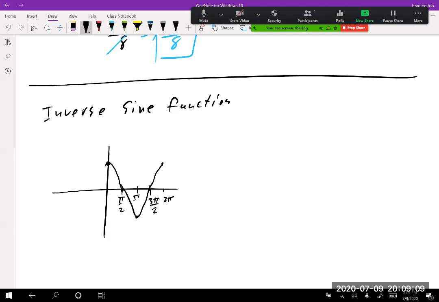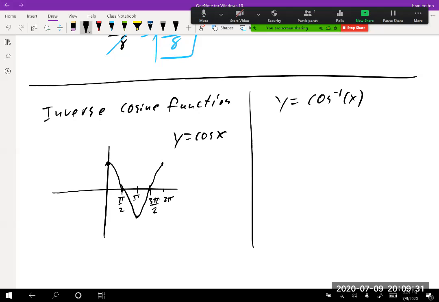Now once again, it fails the horizontal line test. So what we do is we erase that, and this is for y, oops, I did sine again. I mean cosine. Please fix this. Okay? So this is y equals cosine of x, and we're going to use this to find y equals cosine inverse of x, okay?